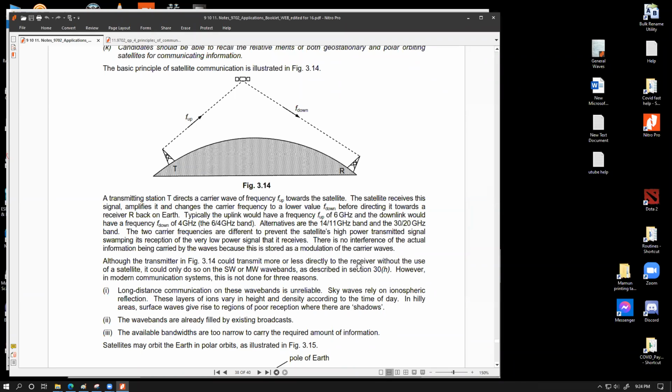Okay, this is something that you may get as a question: what does it mean by swamping? This word is a keyword. What does this swamping mean?